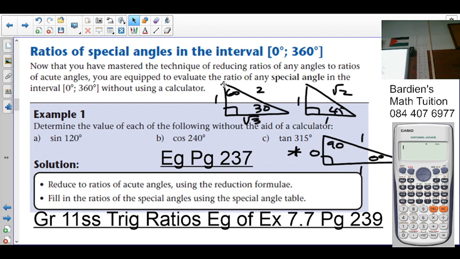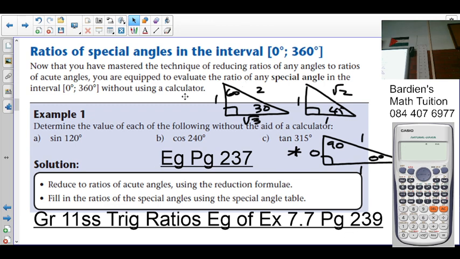So now that we have mastered the technique of reducing ratios of any angle to ratios of acute angles, you are equipped to evaluate ratios of any special angle in the interval 0 to 360 degrees without using a calculator.